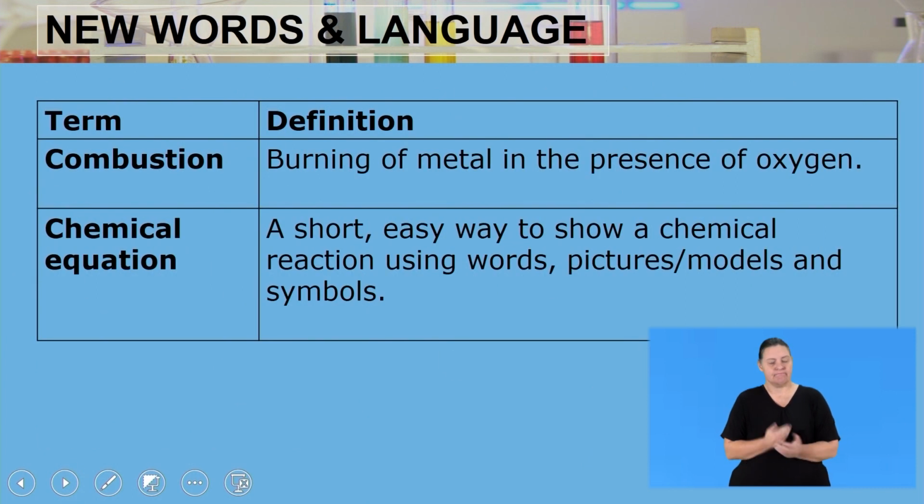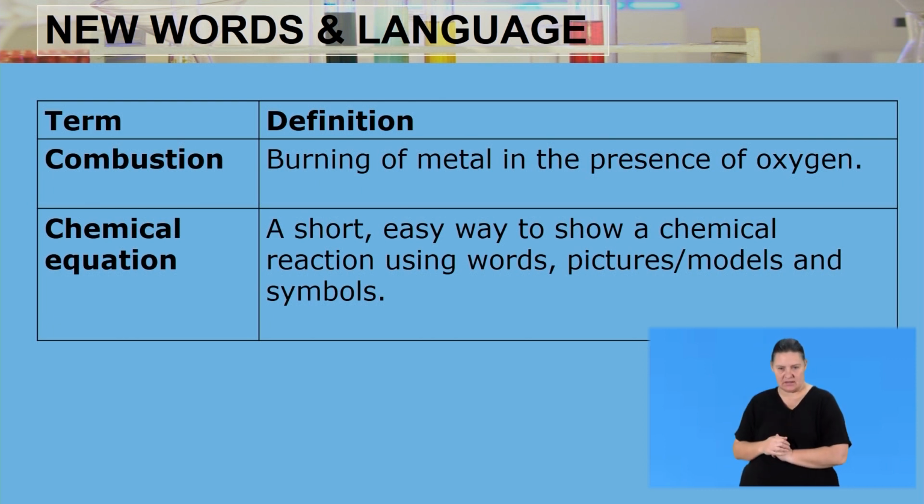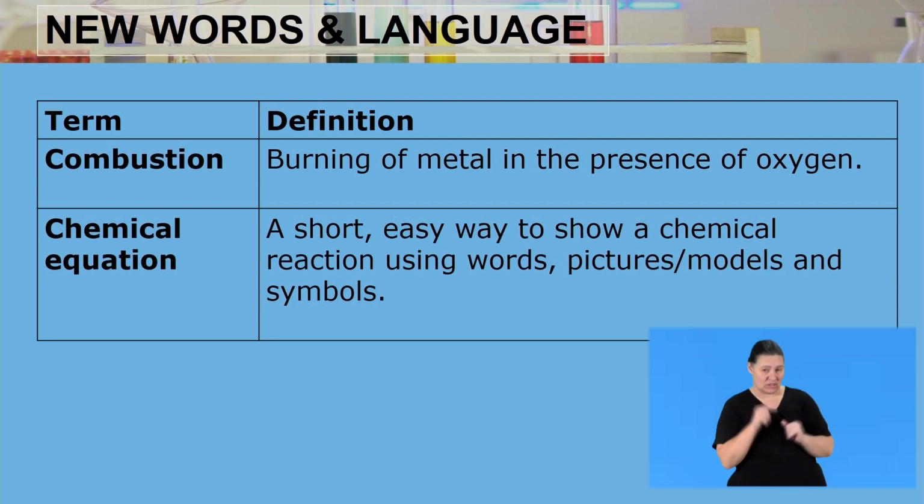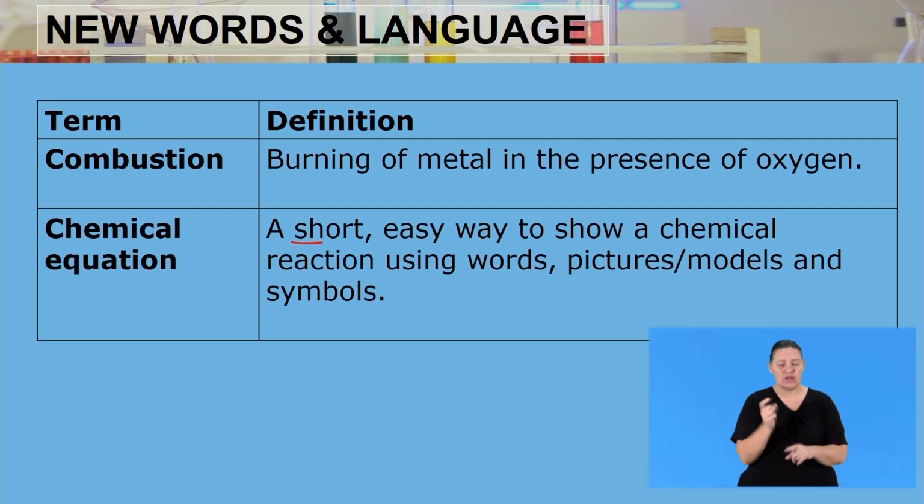Throughout this entire lesson, we're going to be using words such as combustion and chemical equation. By definition, combustion is the burning of metal in the presence of oxygen, whereas a chemical equation is a short, easy way of showing a chemical reaction using words, pictures or models, and also using symbols. Remember that these symbols are found on the periodic table.